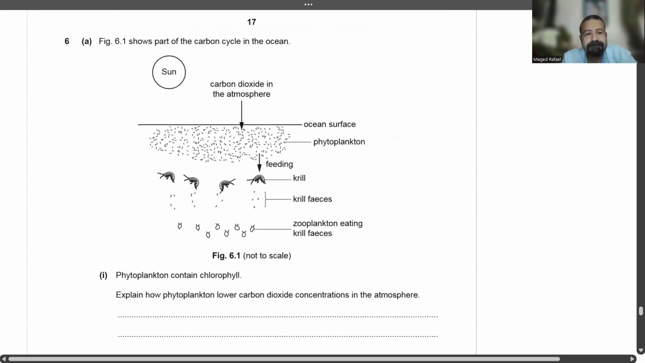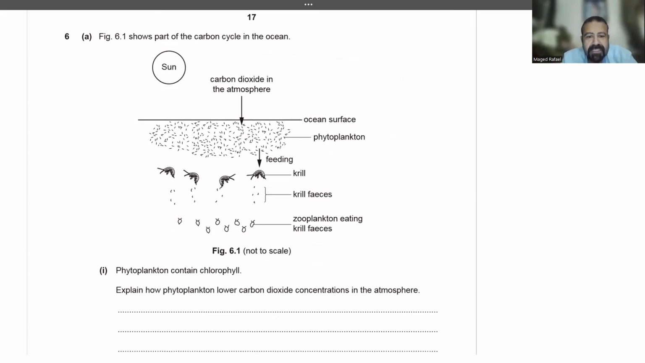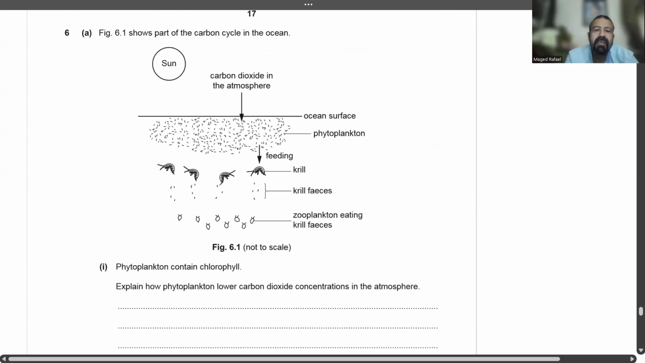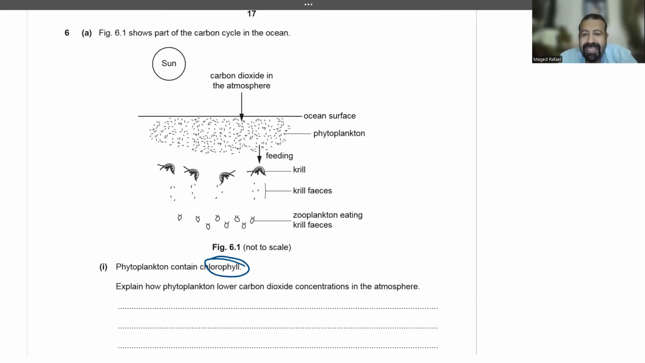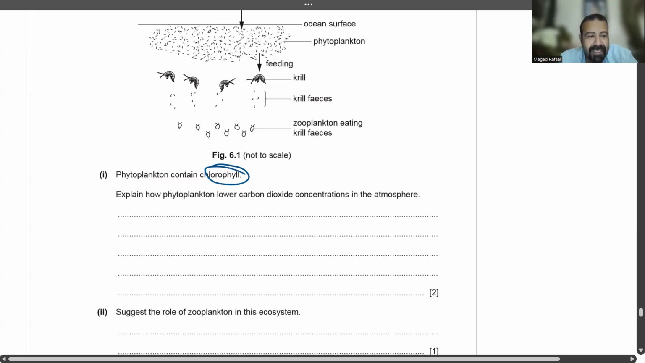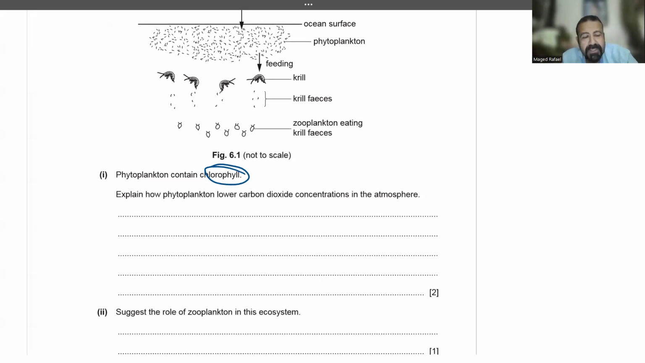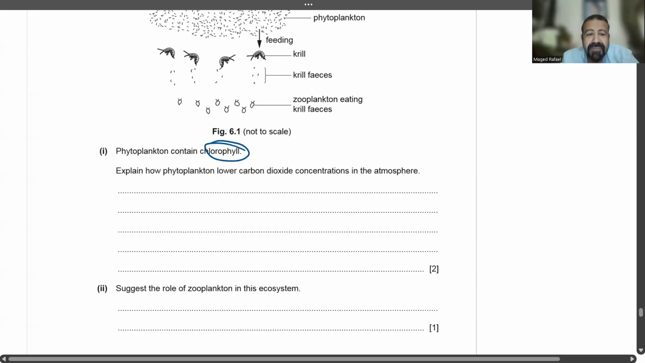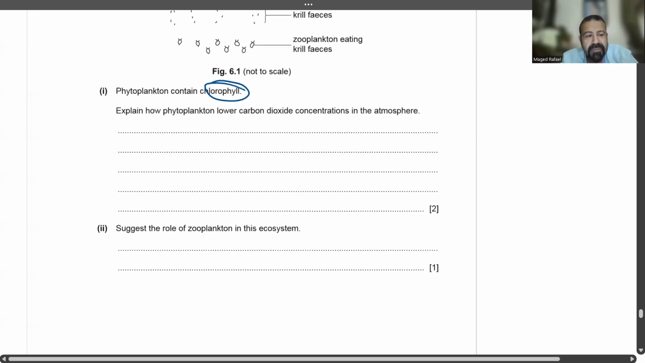Question 6. He's asking about how the phytoplankton, and he tells me that the phytoplankton has chlorophyll. So it is an extremely easy question. You should talk about producers using the photosynthesis process, so it will use carbon dioxide and requires light energy. Suggest the role of zooplankton in the ecosystem.